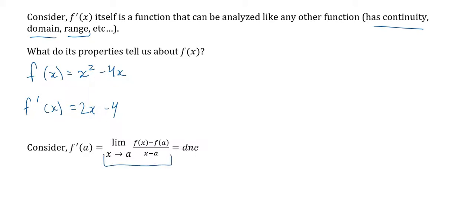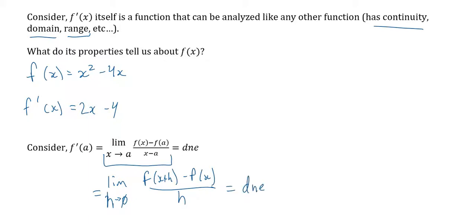If this doesn't exist, well, this is the derivative. This is the definition of the derivative. So that's why it says f prime at a, like the derivative at a. If the limit at a doesn't exist, the derivative doesn't exist. If the derivative doesn't exist, the original function has no slope at that point.